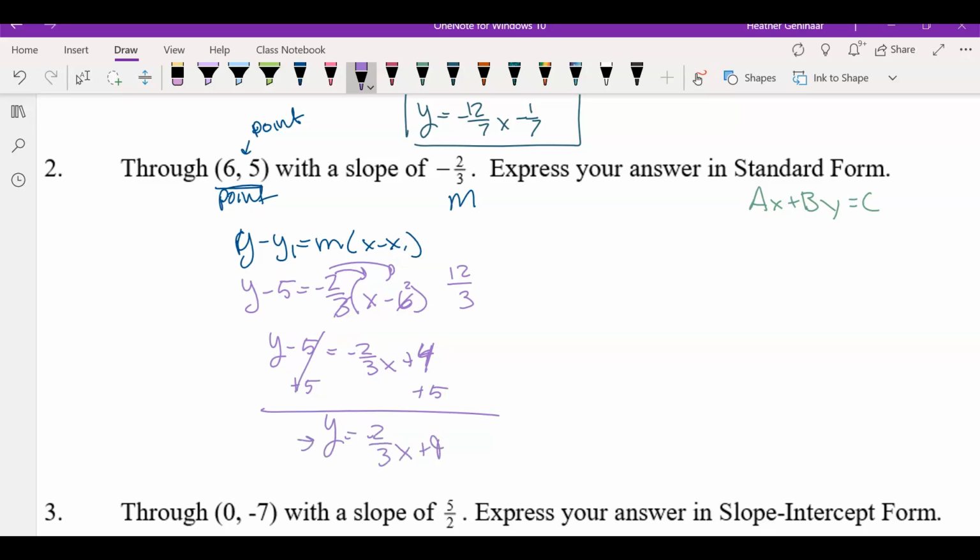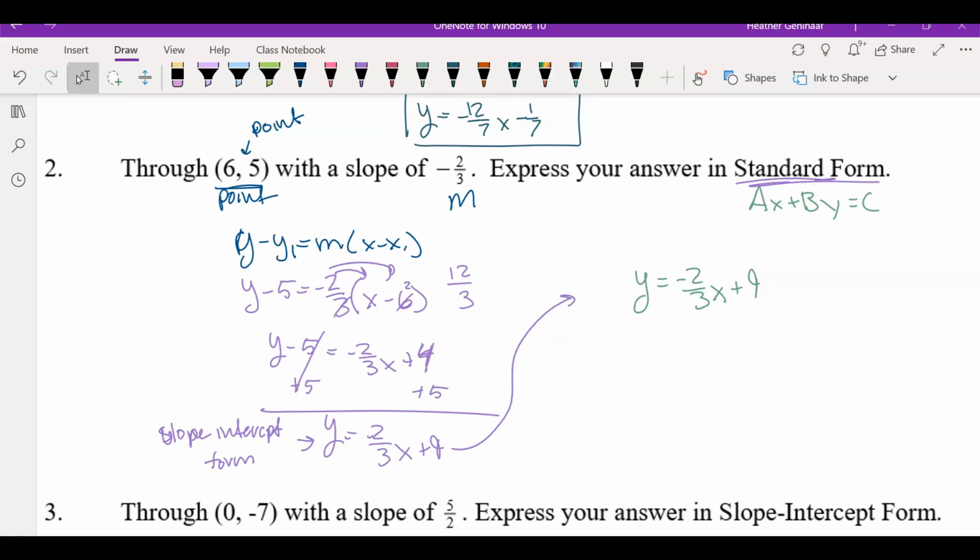Awesome. However, this is our slope-intercept form, and we want it in standard form. So to get into standard form, I'm going to have to do some adjusting here. So I'm going to copy this over here: y equals -2 over 3x plus 9. Just copied it over. Nothing fancy.